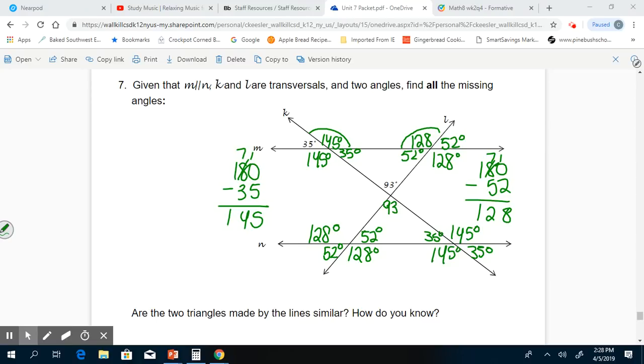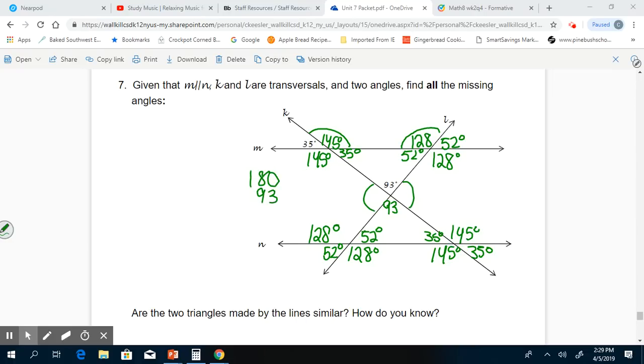So we found all of the missing angles. Oh wait, I found one that we didn't find, and that would be the supplement to 93, which is right here. So if we do 180 minus 93, we get 87 degrees for these 2 angles. Now we've definitely found all the angles.